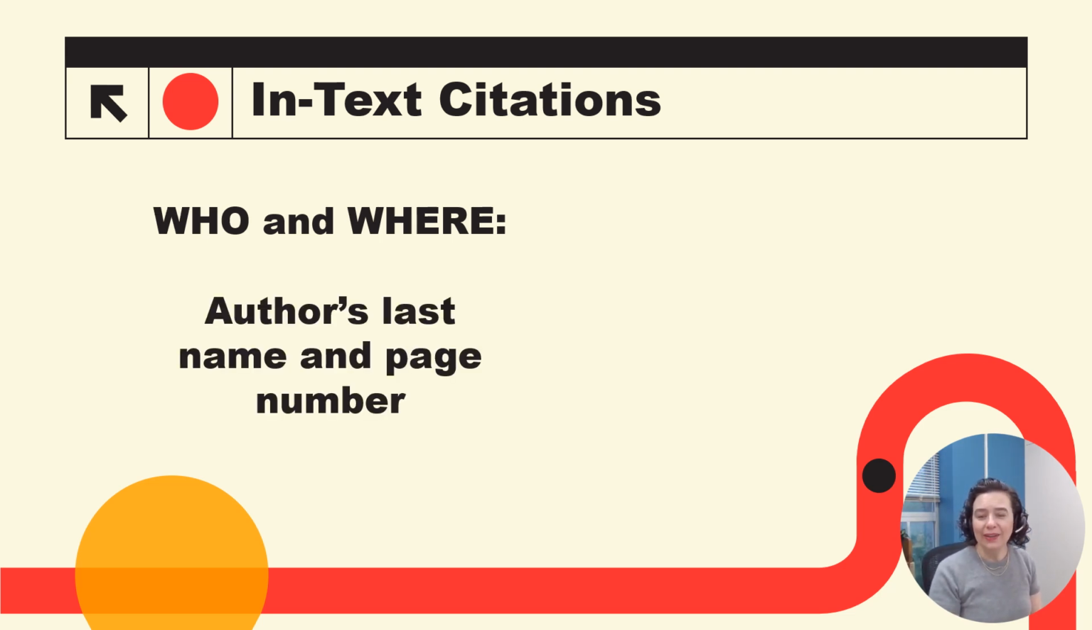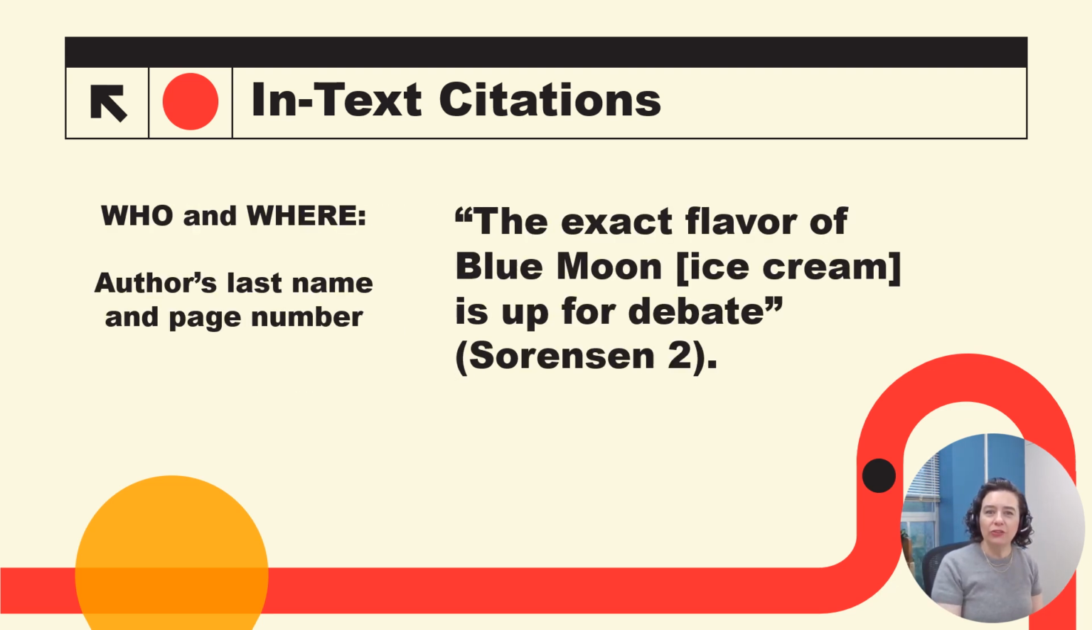So for those in-text MLA citations, the only information that you'll need to insert is the author's last name and the location that you got your information from. This will take the form of the author's last name and a page number inside parentheses, as you can see in the example on the right. Note that there's no comma, there's no colon, and there's no letter P between the author's last name and the page number. It's just the author's name, and then the locator. It's really simple.